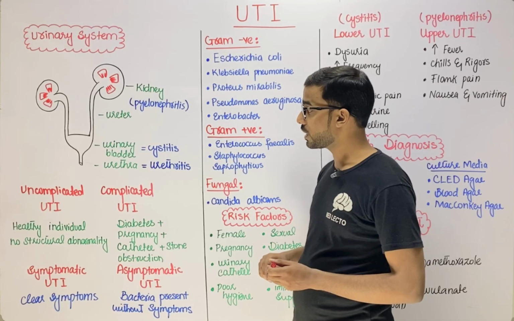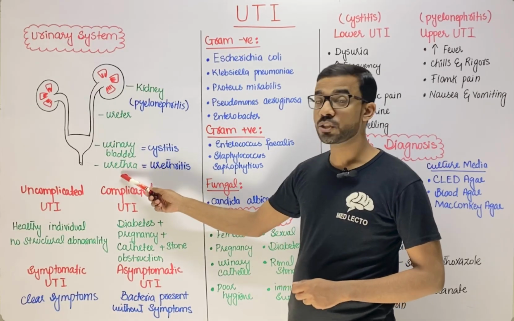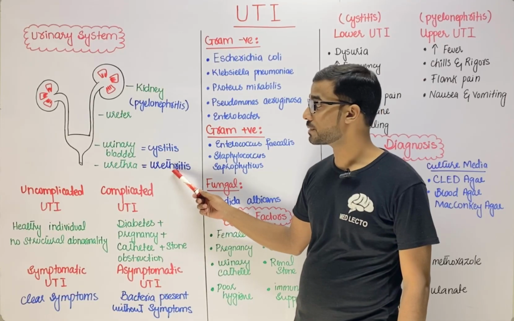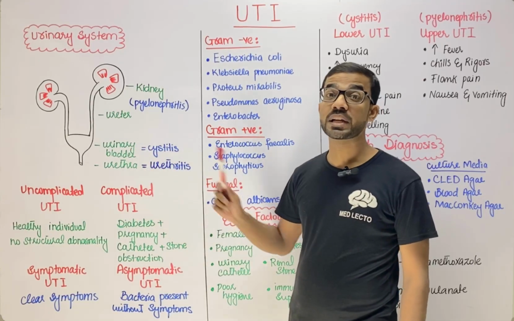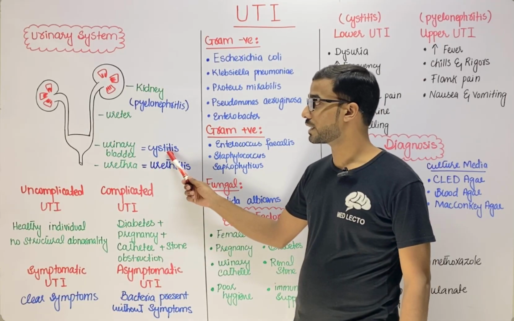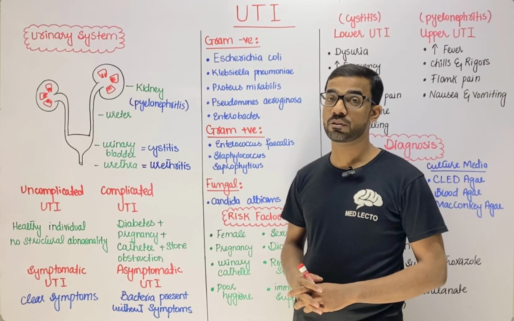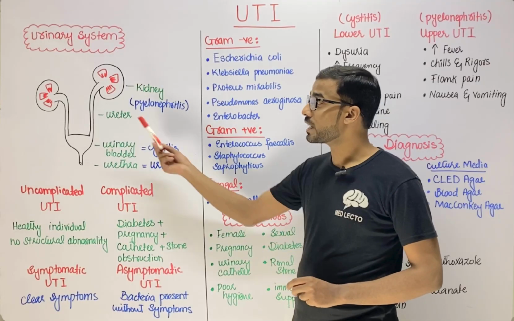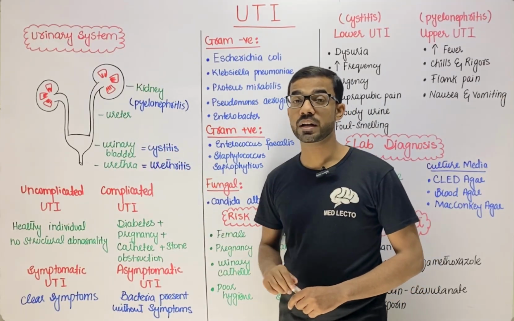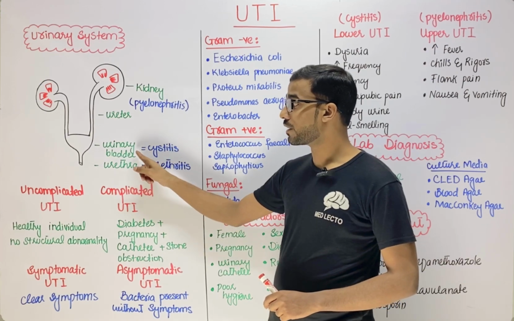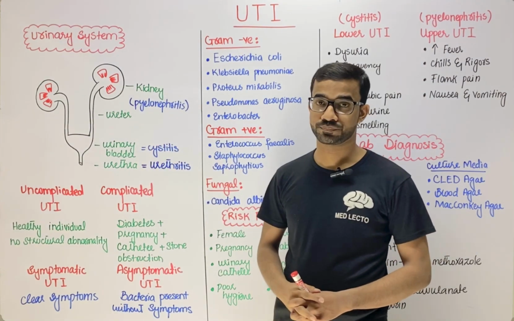If the infection is in the urethra, then it will be called urethritis. If it is present in the urinary bladder, then it will be called cystitis. If it is present in the kidney, then it is called pyelonephritis. Infection in the ureter is uncommon, while infection in the urethra, urinary bladder, and the kidney is common.